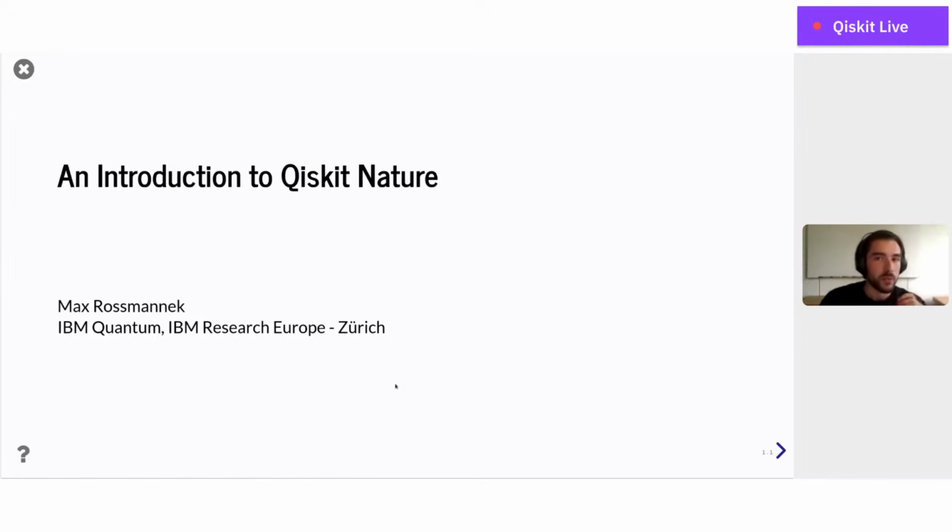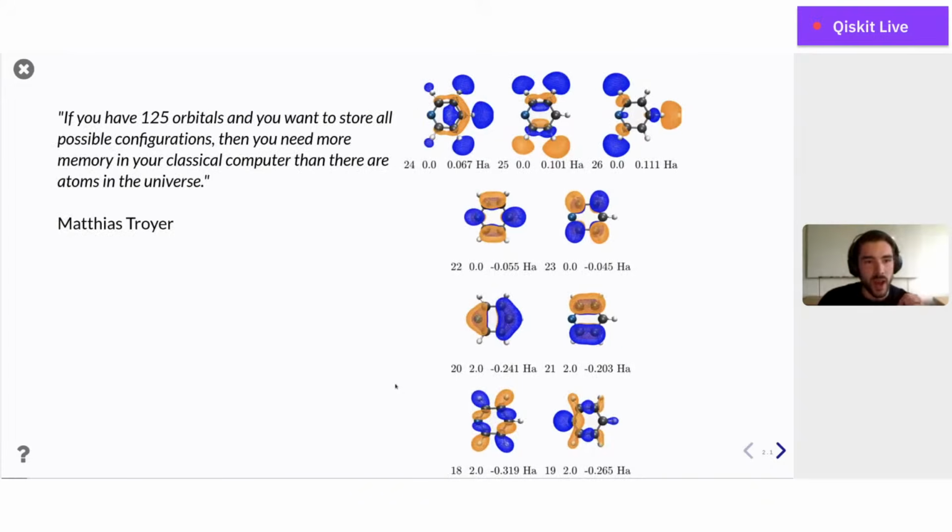And I would like to put that into the words of Matthias Troyer, who said that if you have 125 orbitals and you want to store all possible configurations, then you need more memory in your classical computer than there are atoms in the universe. And this very nicely shows how difficult quantum chemical simulations are to treat on a classical computer. To visualize that a little bit more, here on the right-hand side, I'm showing you some of the orbitals of a pyridine molecule. This is just a subset of the orbitals, but in a very minimal description of pyridine, you already have more than 30 orbitals, which already gets you a quarter of the way to this limit that you will never be able to simulate on a classical computer.